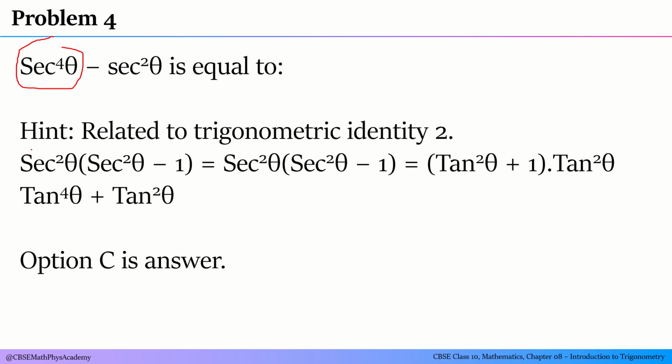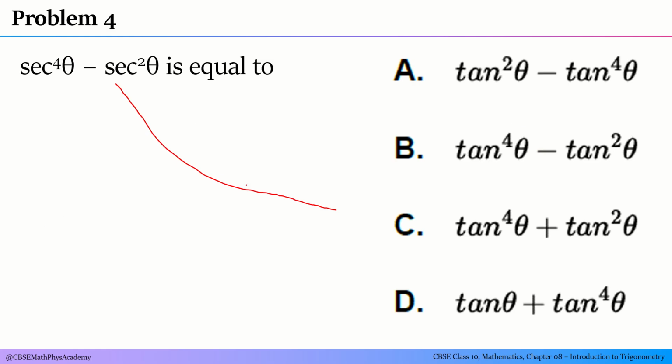Each of these I'm going to represent in the tan form of identity 2. For example, secant square theta is equal to 1 plus tan square theta. Similarly, secant square theta minus 1 is equal to tan square theta. So I'm going to put them in their respective tan forms. After putting, I multiply this tan square with this and with this, and the answer is tan power 4 theta plus tan square theta, which is nothing but option C.